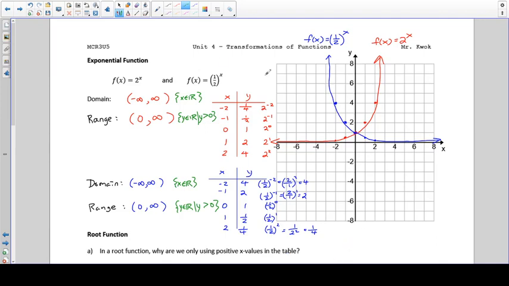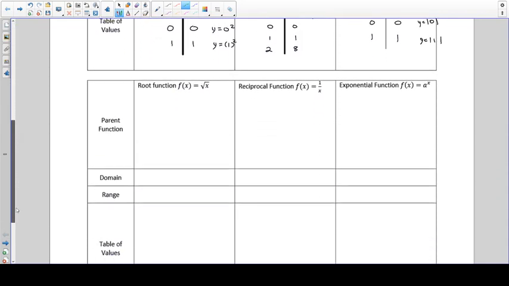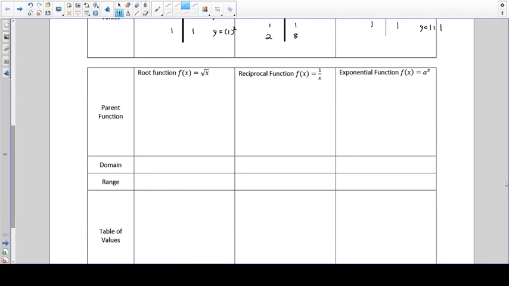So hopefully you can see that it doesn't matter if the exponential function is rising to the right or falling to the right. They actually both have the same domain and range. So now let's go back to the previous page and fill this part in over here.